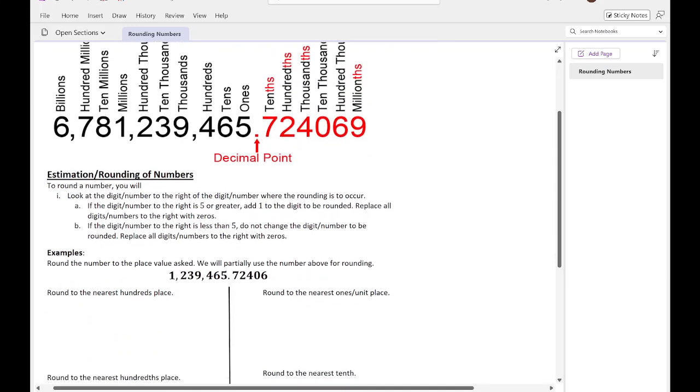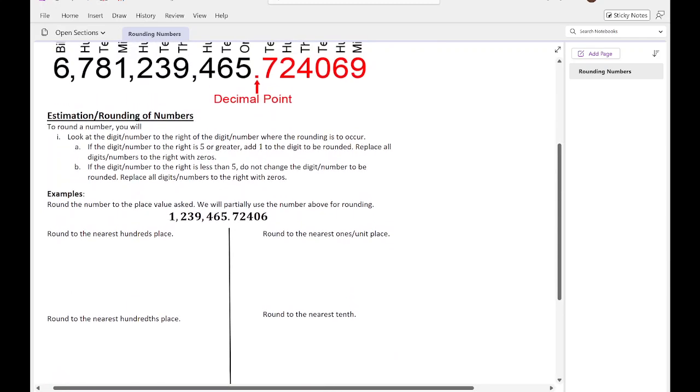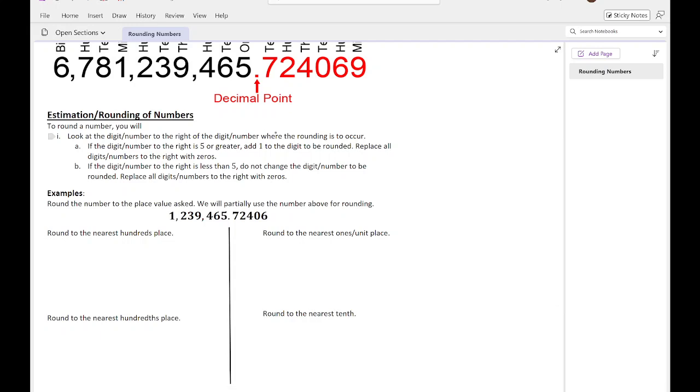So how do you estimate or round a number? Very simple. You're going to look at the digit or number, whichever word you want to use, to the right of the digit where the rounding is to occur. And one of two things is going to happen. If the digit to the right is 5 or greater, add 1 to the digit to be rounded, and then replace all the digits to the right with zeros. Everything else after it is just zeros.